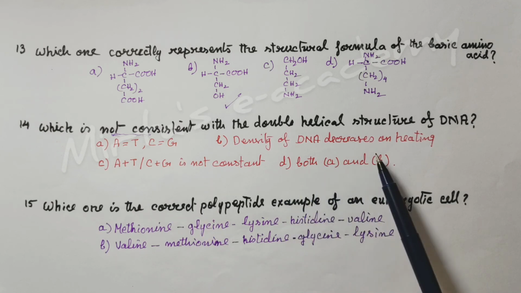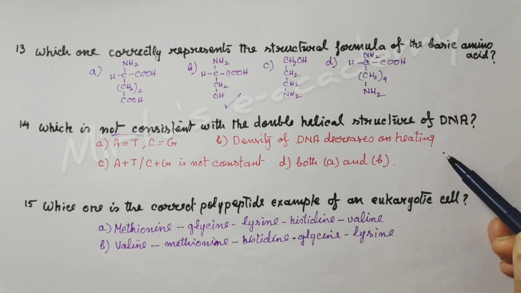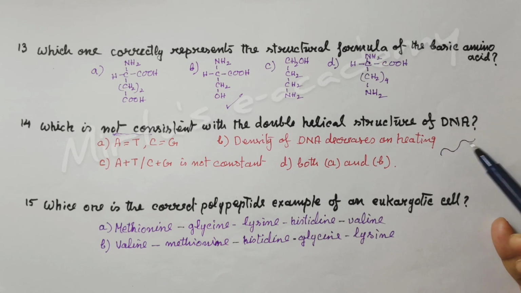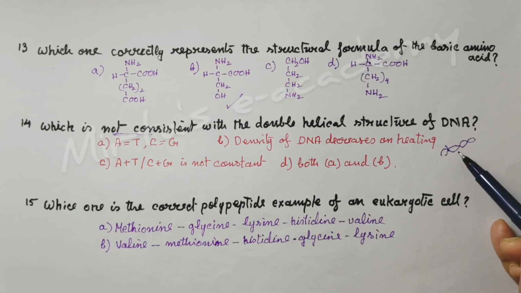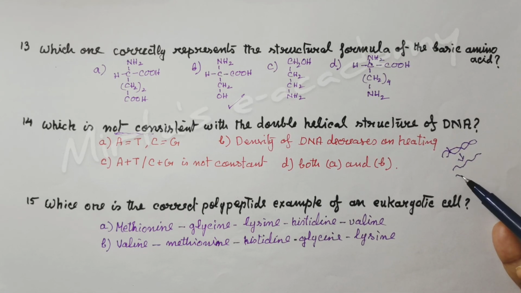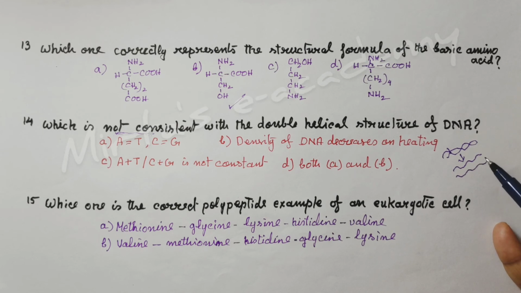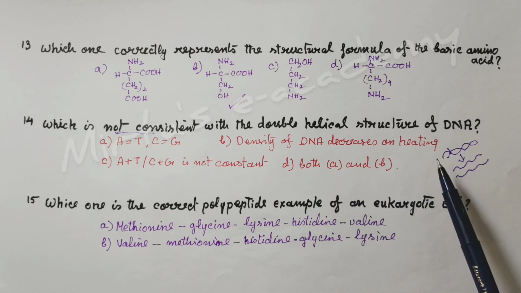Density of DNA decreases on heating. When you heat the double helical structure of DNA molecule, it breaks down. The hydrogen bonds between the purines and pyrimidines break down and you get two separate chains. It depends on the temperature of the heating, and the density of DNA decreases.